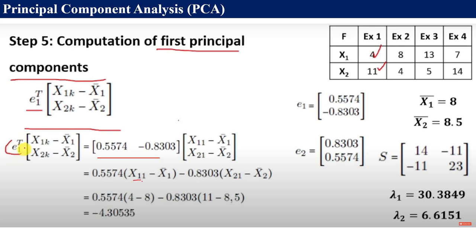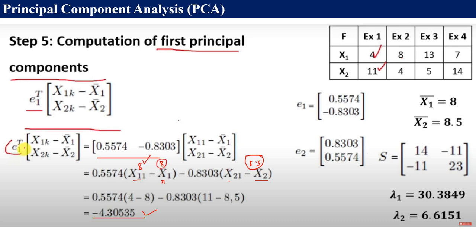Here this value is the first value, that is 4, minus the average value x1 bar. This is the x2 value and x2 bar. Okay, so we'll get minus 4.3 as a value. So this is our first principal component. Similarly, we have to do it for 8. In the second case, this is 8 and 8.5, and these two values will remain constant. Only this value will change.